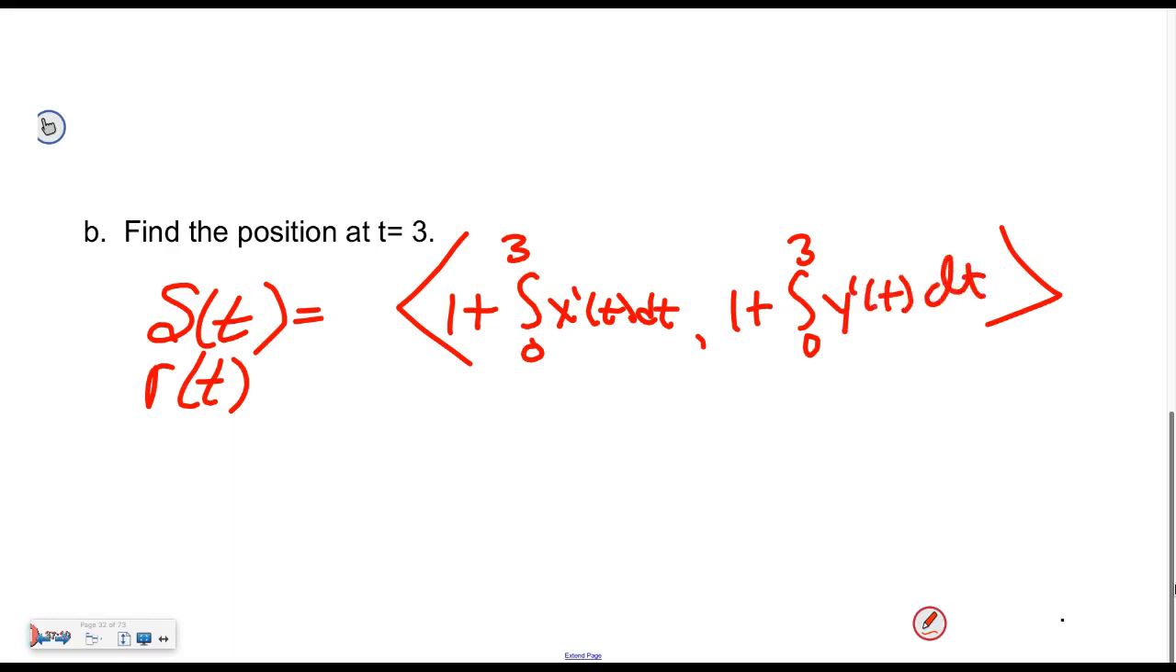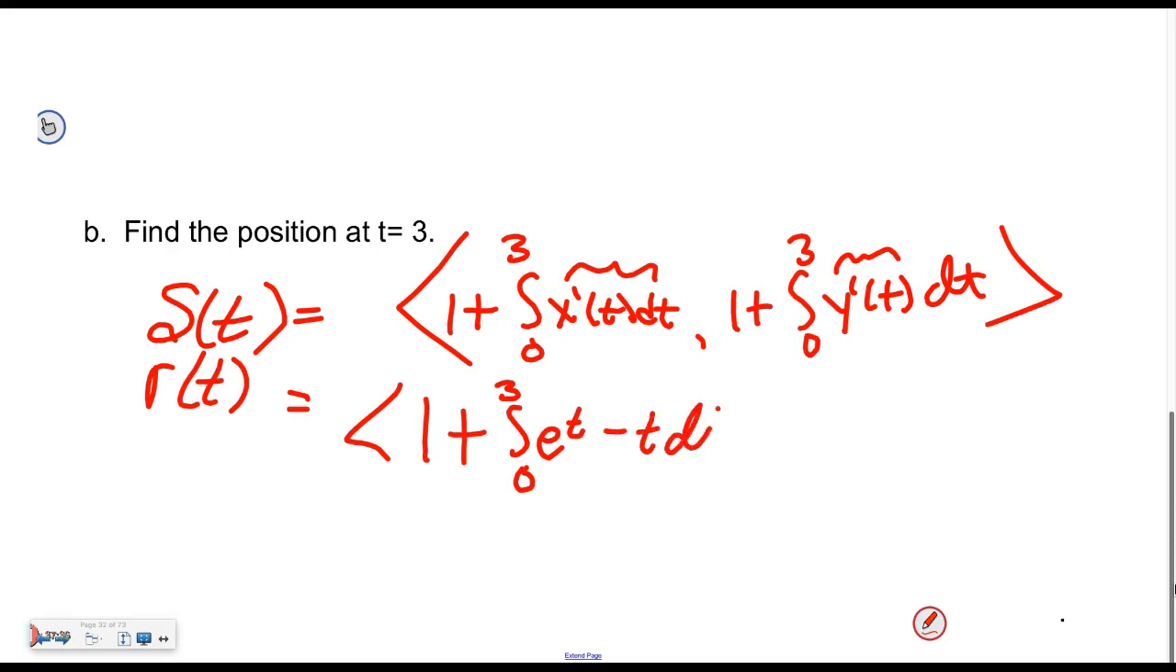Now, the y prime of t, where am I going to get these from? That's my what? Velocities, right? Which they gave me. So let's go do that. This would be 1 plus antiderivative of, this was e to the t plus t, right? Minus t for the first one. And then this was 1 plus 0 to 3 e to the t plus t for the second.